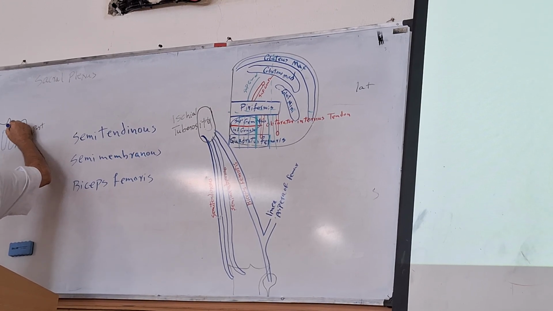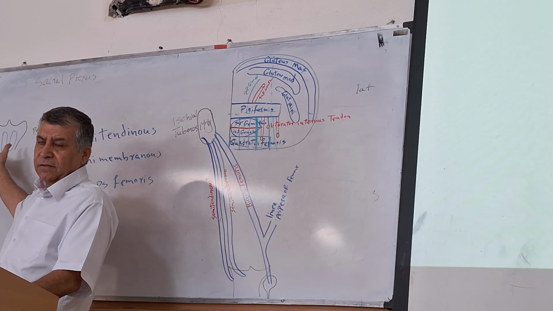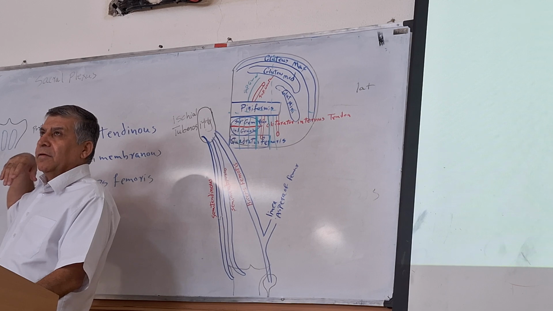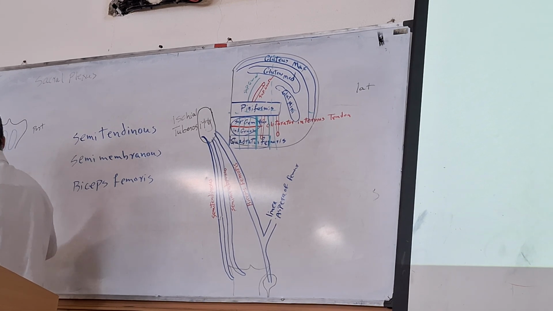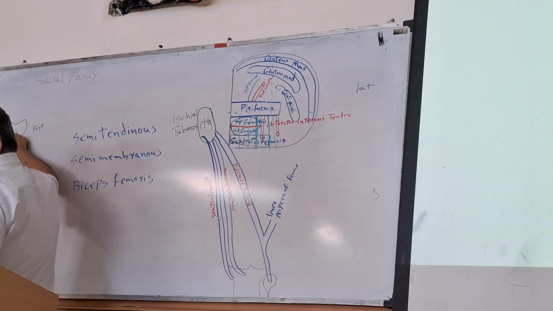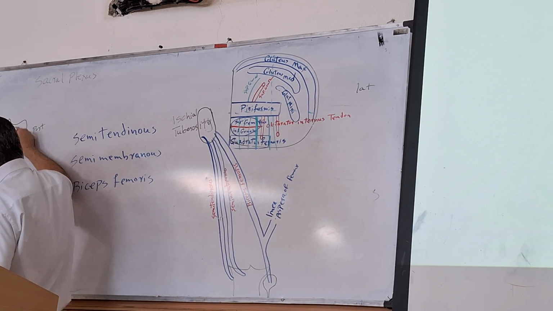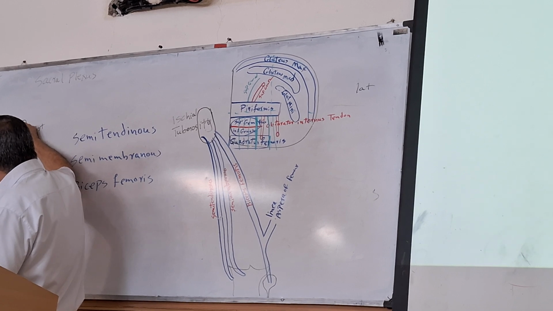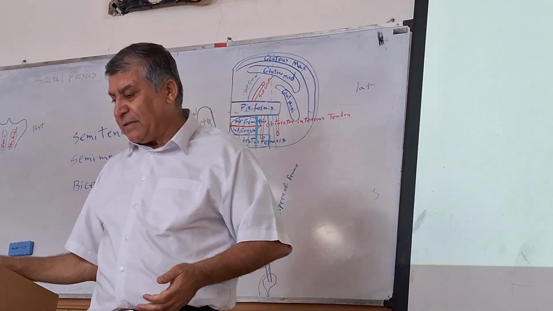Semitendinosus inserts on the medial side of the tibia. The upper part of the medial side of the tibia is where this muscle attaches, sartorius attaches, gracilis attaches, and semitendinosus attaches.